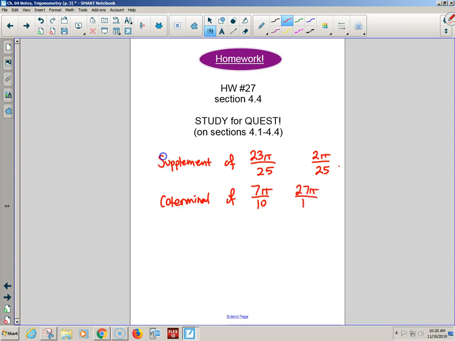27. What if they were being really mean and said not just a positive like homework, but a negative? Instead of adding 2 pi, you would subtract 2 pi. So you would subtract 20 tenths. You get negative 13. Are you guys seeing some of these types of questions in your review? Coterminals, supplements, complements, converting.